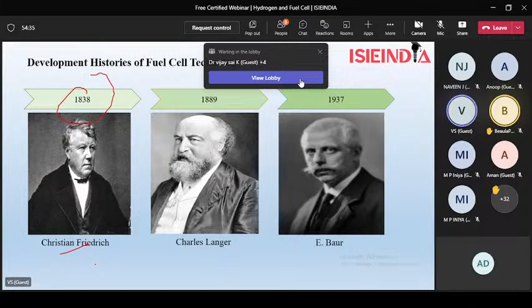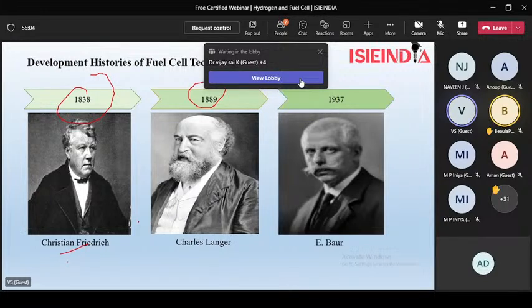So what is the working of fuel cell? I will be explaining in the further slide. So simply he explained that fuel cell works on pure hydrogen and pure oxygen. So what we give to the fuel cell, he told that pure form of hydrogen and oxygen is needed for the generation of electricity.